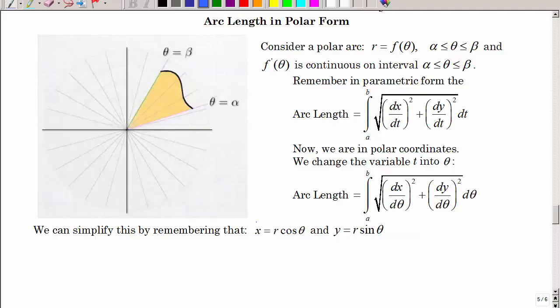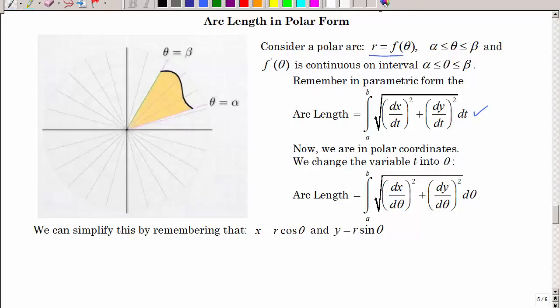So we have found the arc length in rectangular coordinates. Remember, that was the square root of 1 plus dy dx squared with respect to x. We've also found the arc length in parametric mode, which is given right here. And now, of course, we have to find it in polar coordinates.